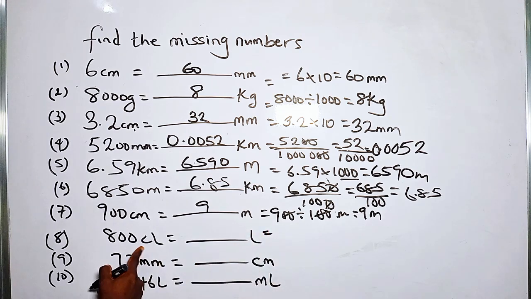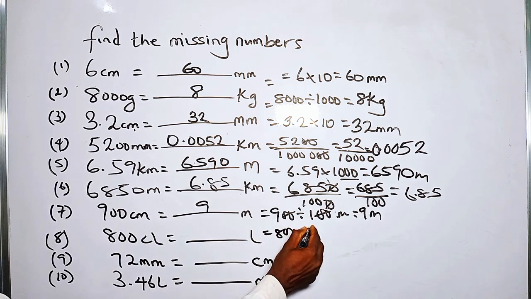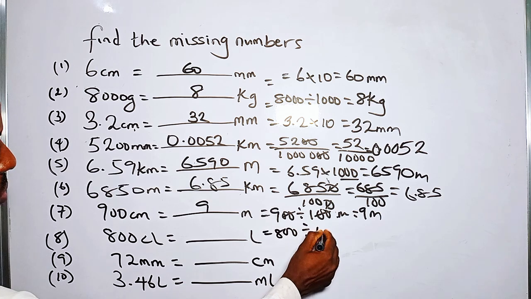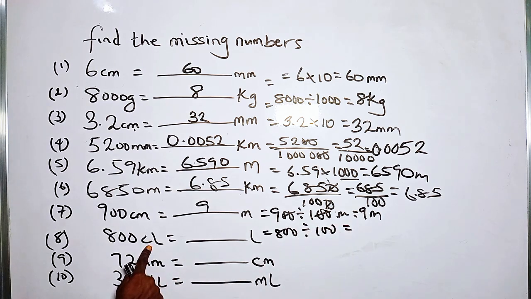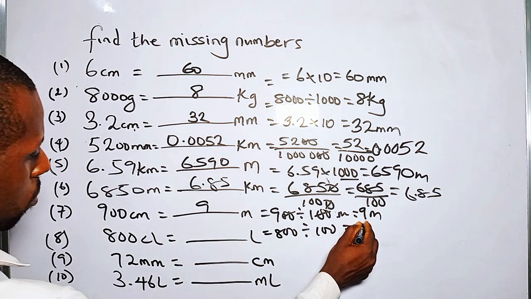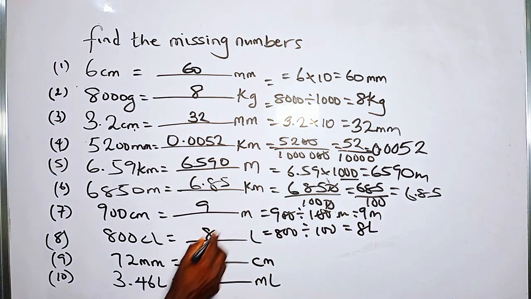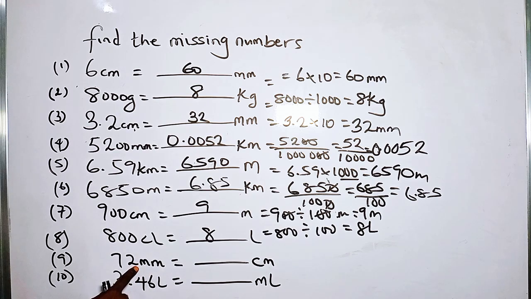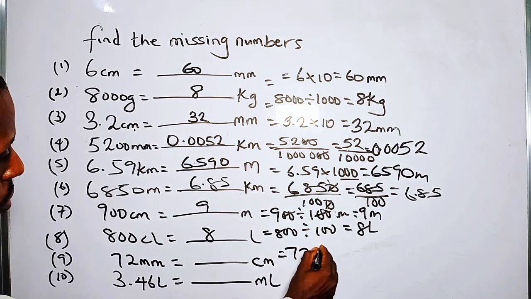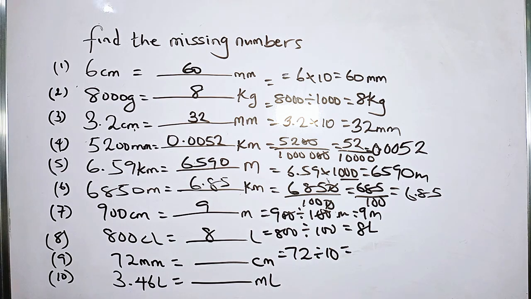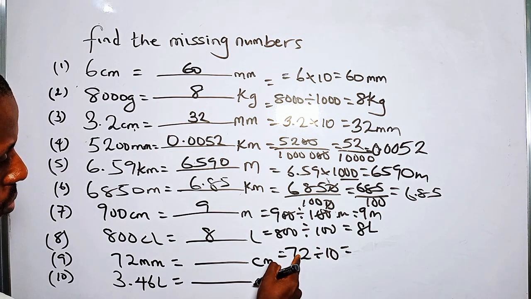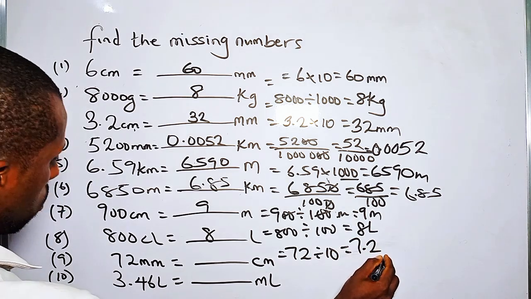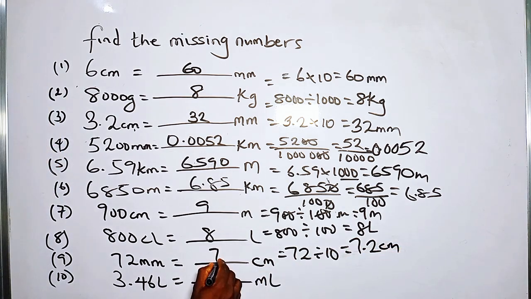From centiliters to liter, we divide by 100. So we say 800 divided by 100. Taking from centiliter to liter, we divide by 100 as well, so we have 8 liters. Then 72 millimeter to centimeter: we divide this by 10. So we have 72 divided by 10, and the decimal point is here, so we have 7.2 centimeter.